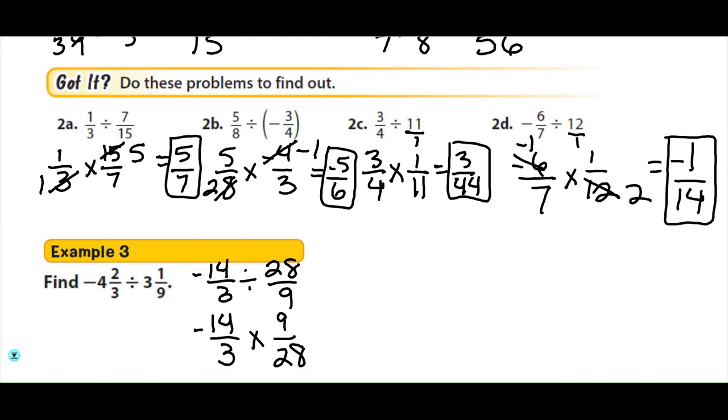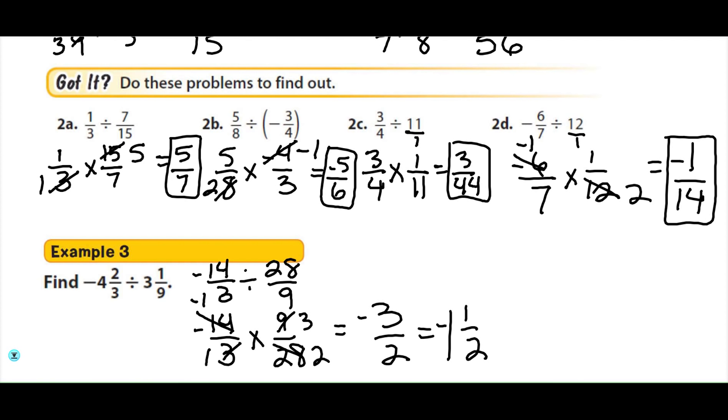Now this one has lots of canceling in it, which is great. So we have 3 with the 9, so 3 goes into 3 once, and goes into 9 3 times. 14 also goes into 28, so it goes in -1 time here and 2 times here. So what I'm left with is -1 times 3, which is -3, and 1 times 2, which is 2. So -3 halves. We know that that's -1 and a half.